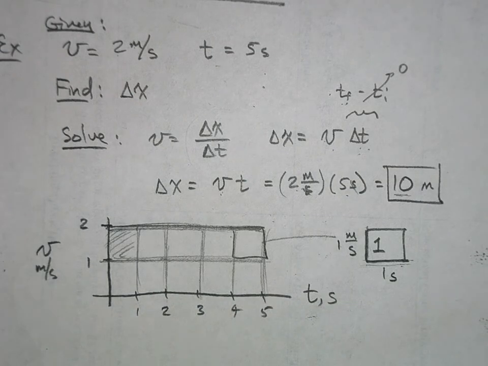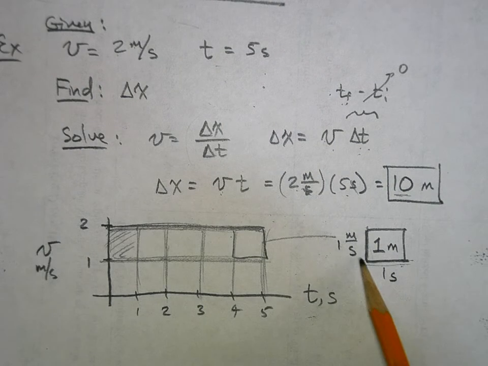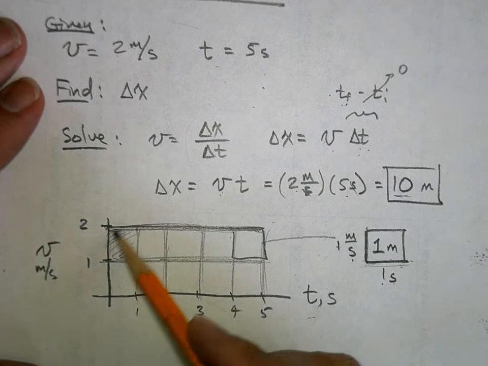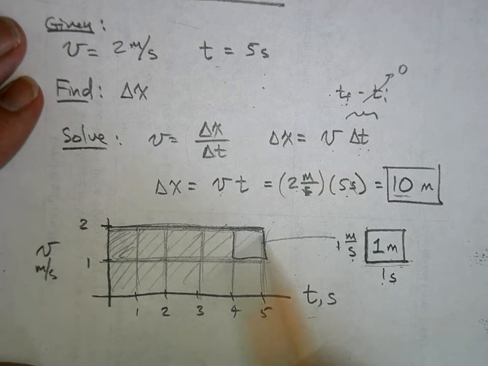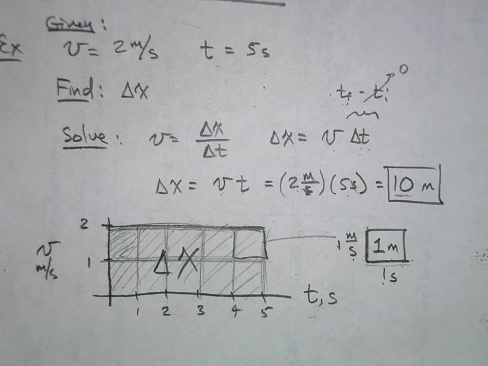It represents something else. I'm using area to represent something else. And what it is, it's 1 meter of displacement. Okay? Because obviously 1 times 1 is 1, a meter per second times a second is just a meter, right? The seconds cancel out. This leads me to a really profound idea. The area underneath a velocity versus time graph represents the total displacement. Okay? Does that make sense? All right.